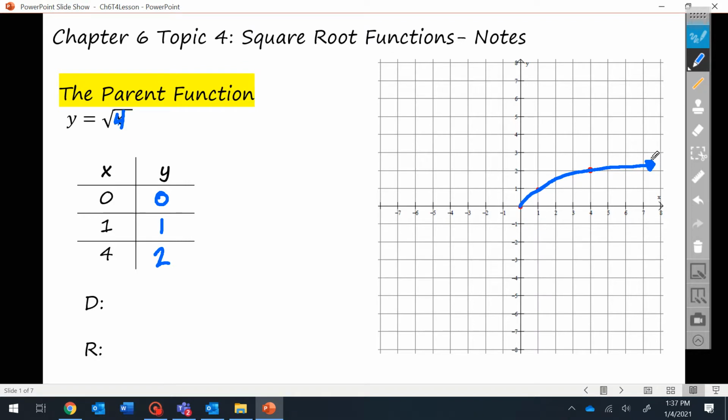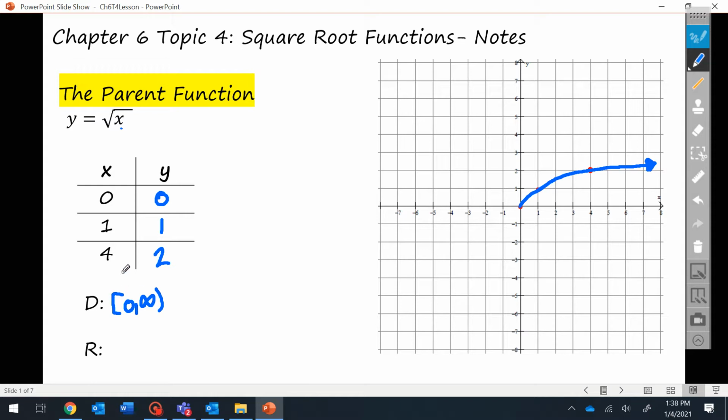Now you'll notice that it doesn't have any negative values. There are no x values that are negative because you can't take the square root of a negative number. That would be imaginary, and we can't graph imaginary numbers on this coordinate plane. So we would say that the domain is any number greater than or equal to 0, all the numbers from 0 to infinity, including 0, so we use a bracket there to show that 0 is included.